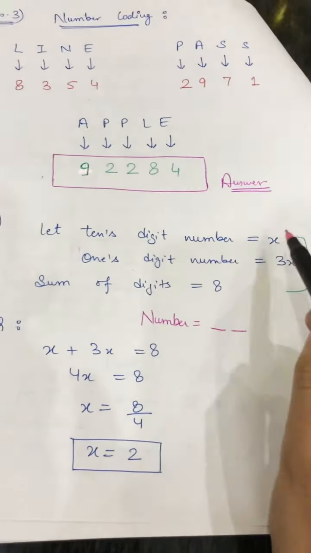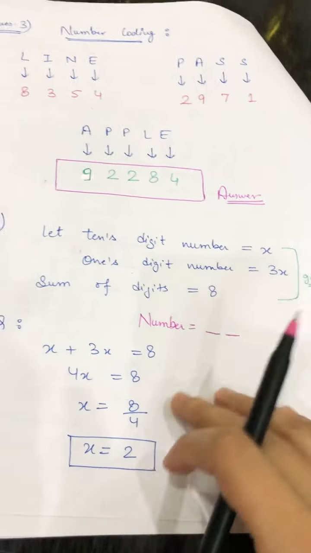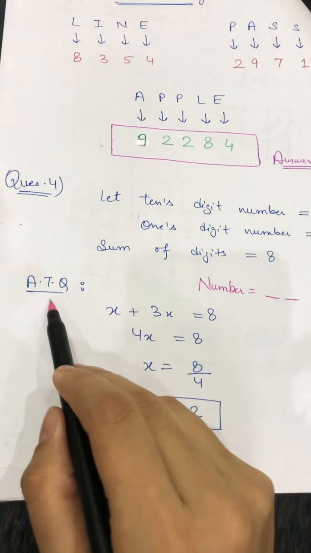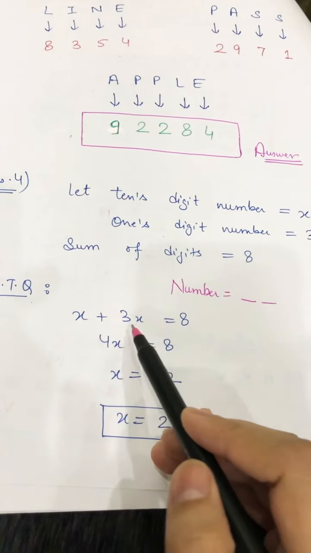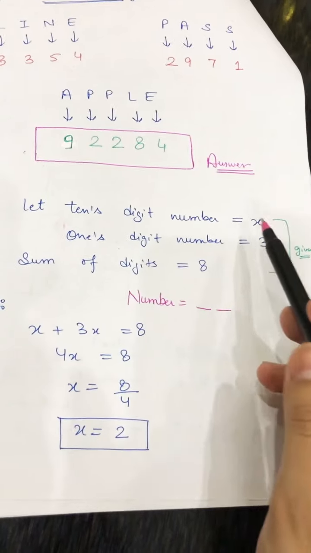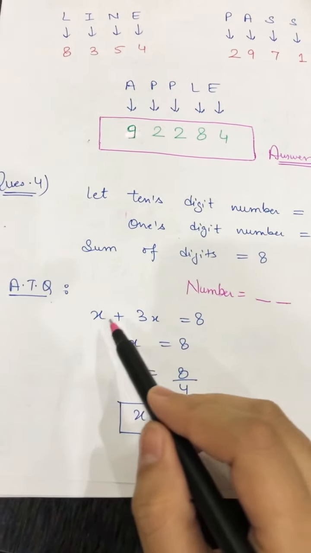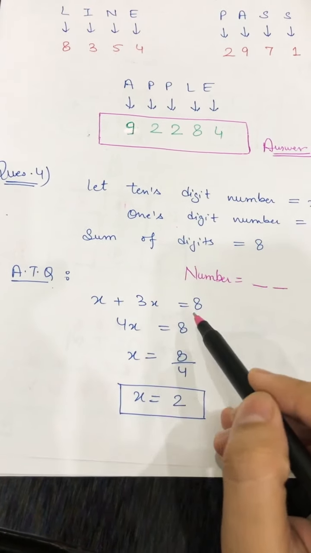These 3 things are given in the statement. Okay, but the number we don't know. So let's start with the question. According to the question, you have to write that x plus 3x is equal to 8. You have to add these 2 digits and equate with 8, because the sum of both the digits is 8. Okay, now x plus 3x is 8.